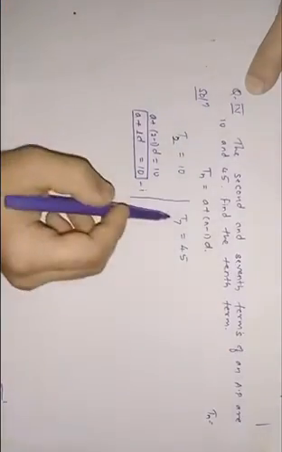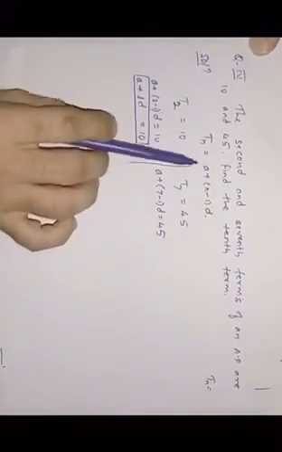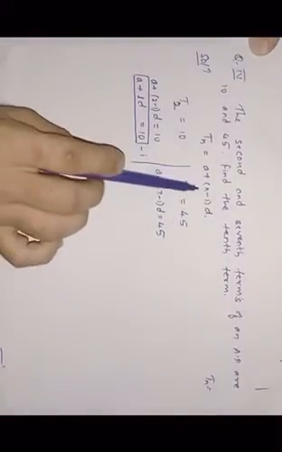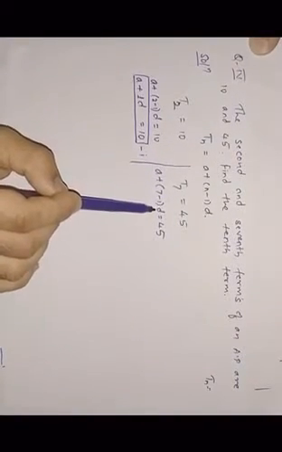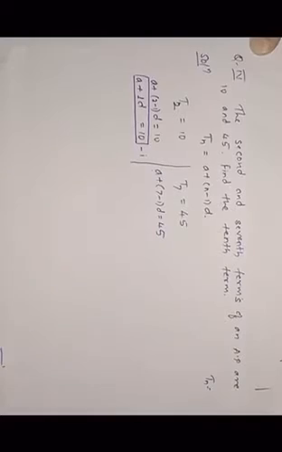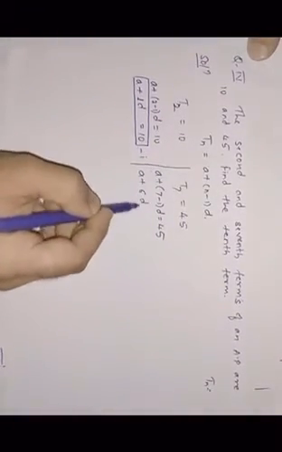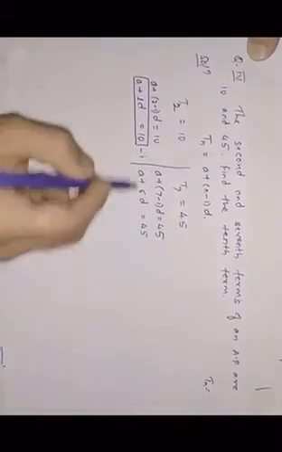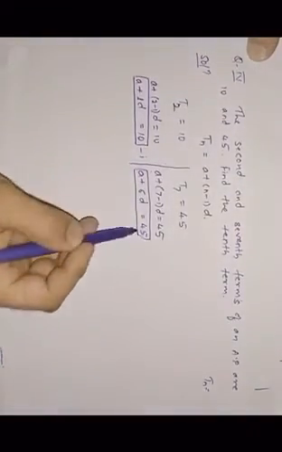In the same way we will solve T7 is equal to 45. In place of n I am going to substitute 7. So A plus 7 minus 1 D is equal to 45. So this is nothing but A plus 6D, that is equal to 45. So this is the second equation.